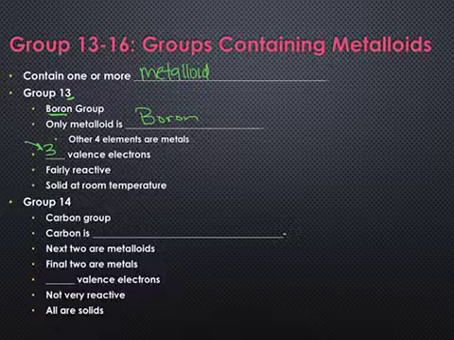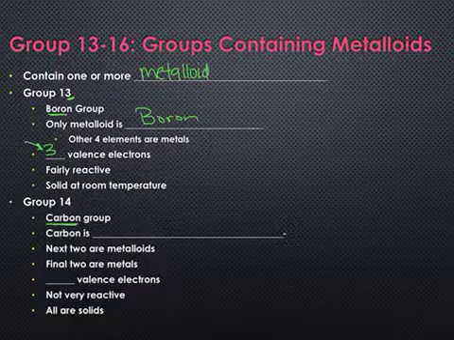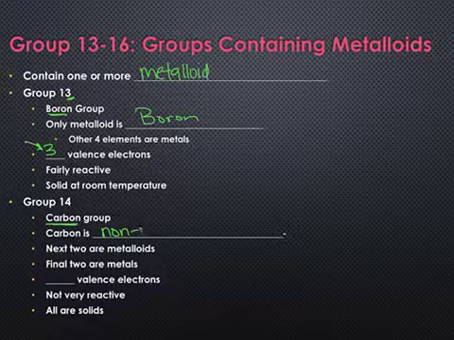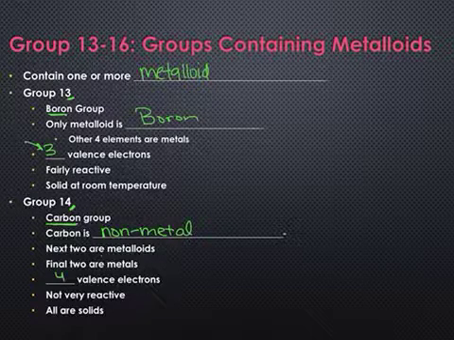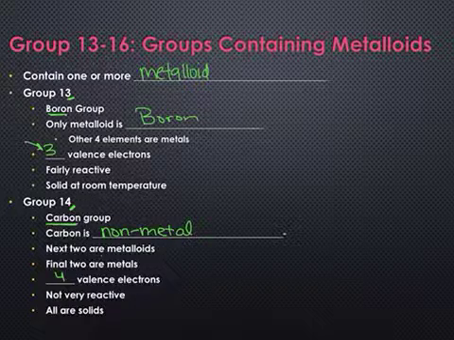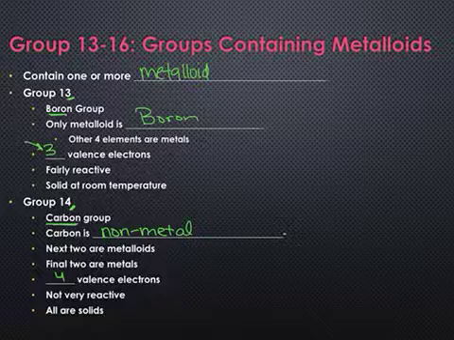The next group here is the carbon group, because carbon is the element listed at the top of that column. It is a nonmetal. Directly below carbon, the next two elements are metalloids, and then the last two elements in that column are metals. In this column, since it's group 14, there are going to be 4 valence electrons. This group is not very reactive because of its 4 valence electrons, but all of them are also solids.